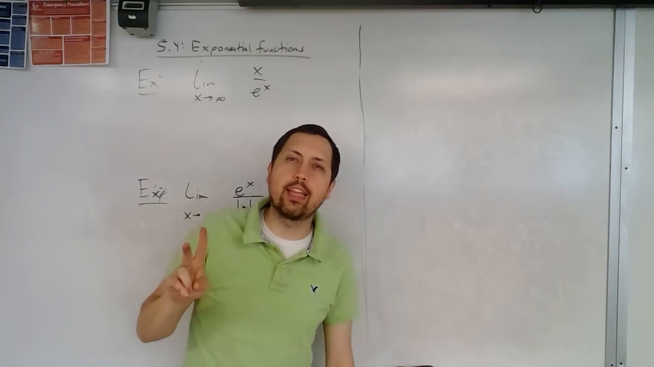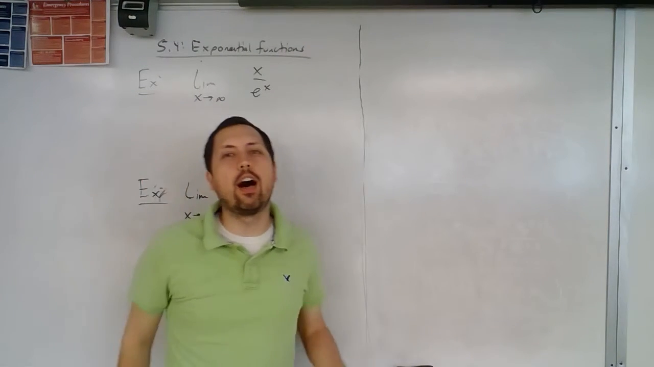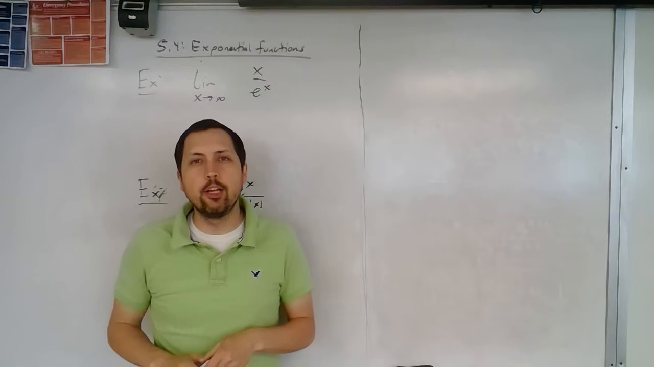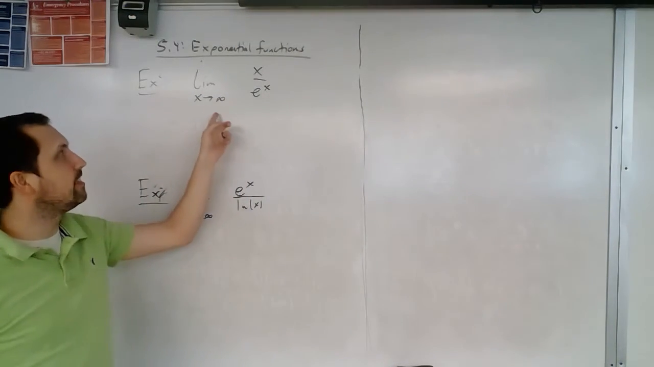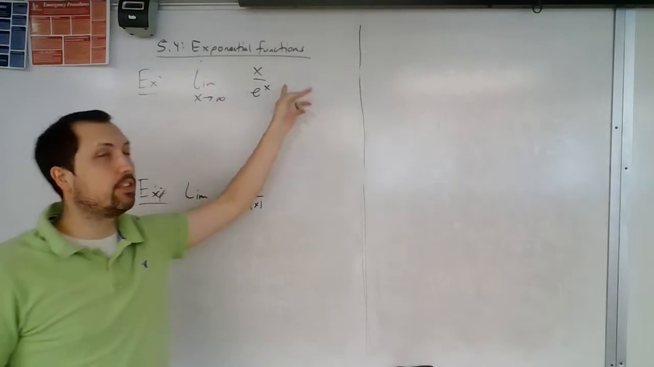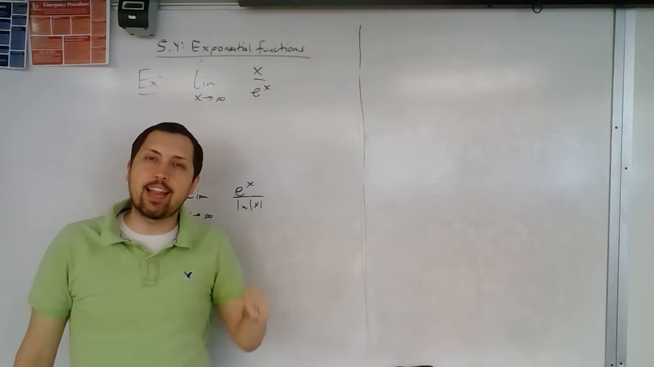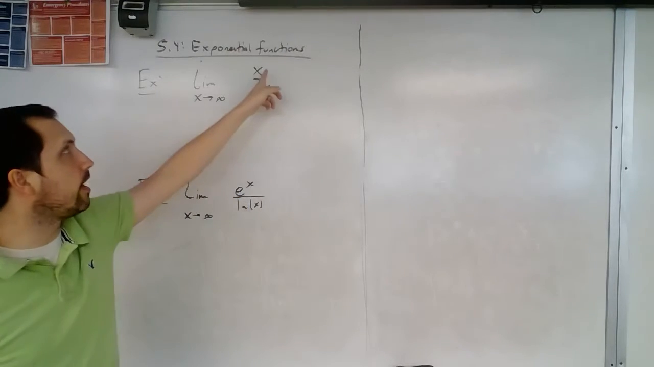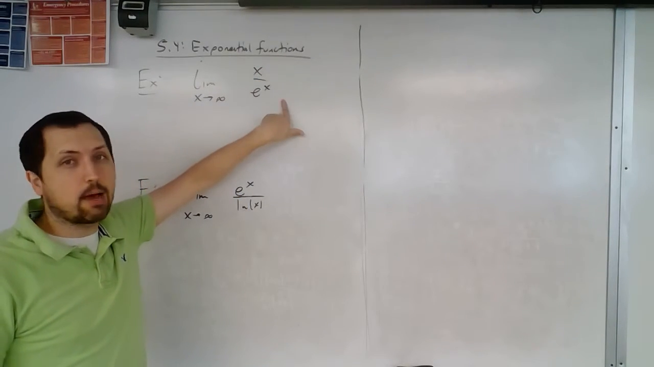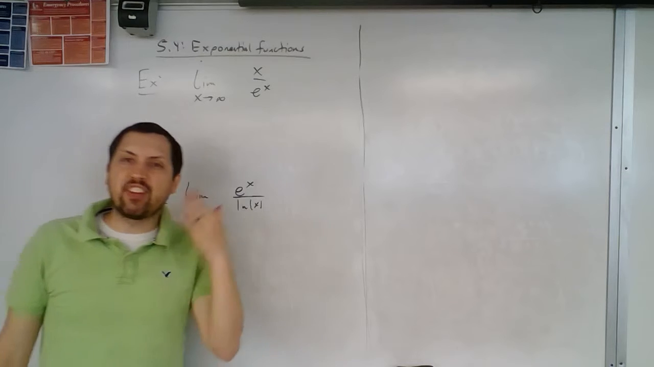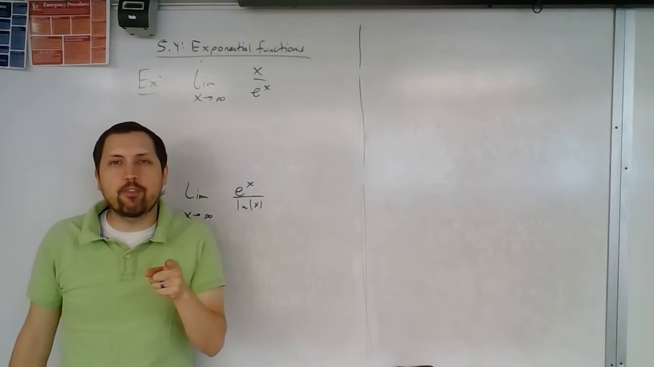I'm going to take a look at two quick limits here that have e to the x present. So in this case, take a look at the limit as x goes to infinity of x over e to the x. Remember, when we have a fraction, we can look at both the numerator and the denominator and see where they go. Numerator is going to infinity. Denominator, going to infinity. Infinity over infinity, indeterminate form.